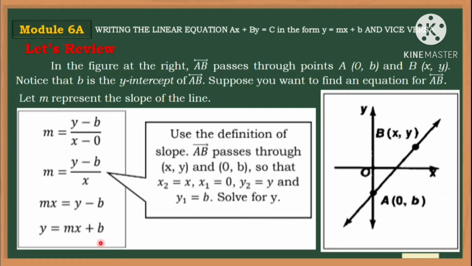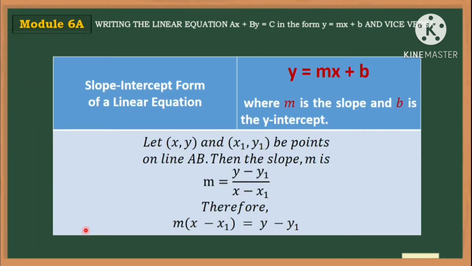Okay, so let's proceed. When we say slope-intercept form of a linear equation, this is y is equal to mx plus b. As I said a while back, m is the slope and b is for the y-intercept. So we're going to find the slope form, rather.